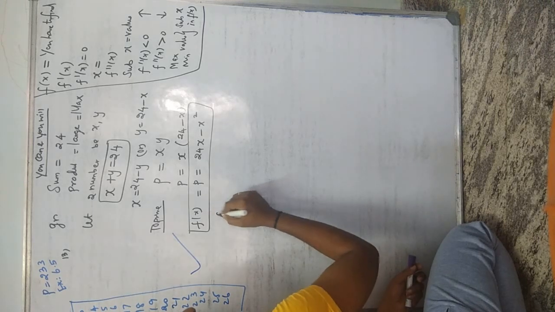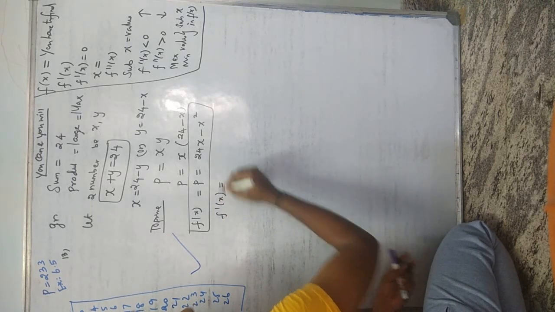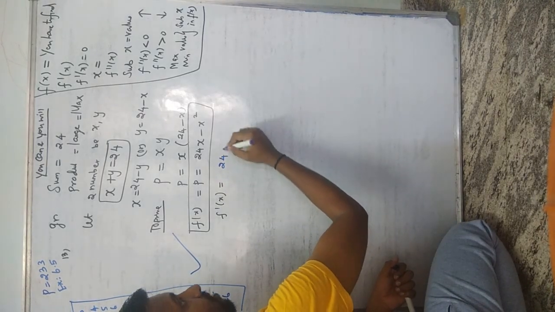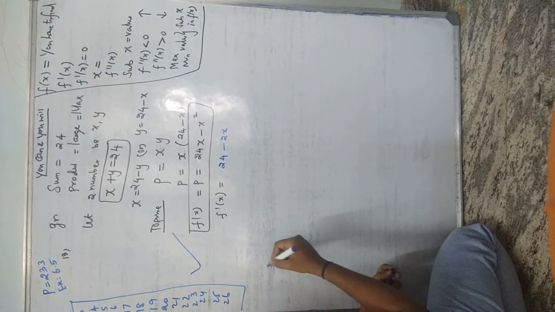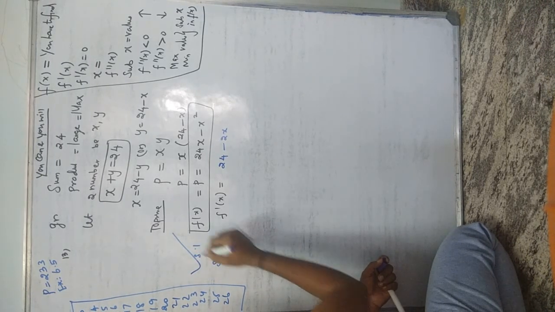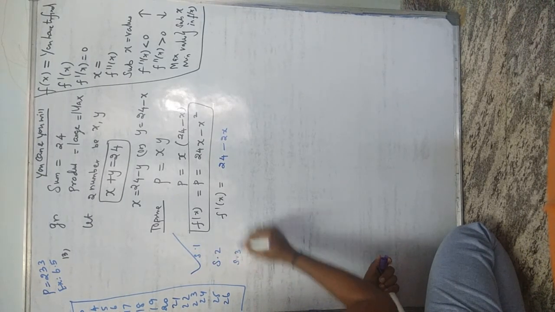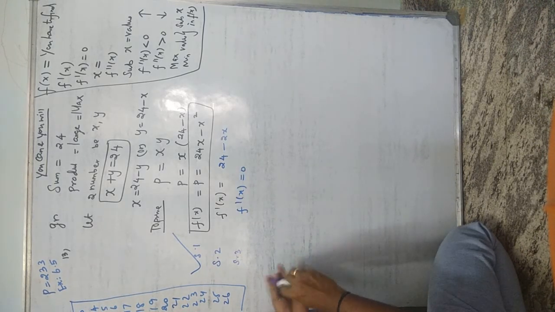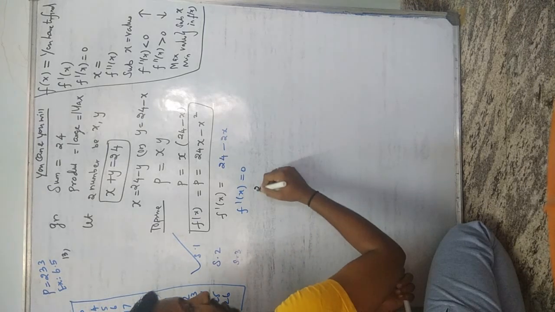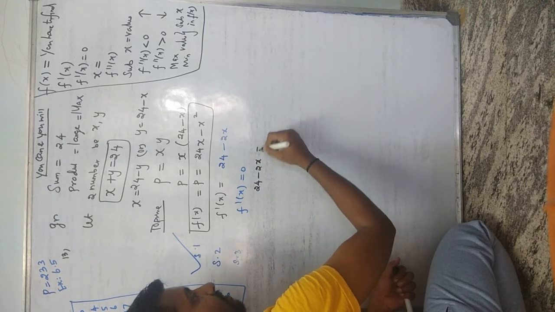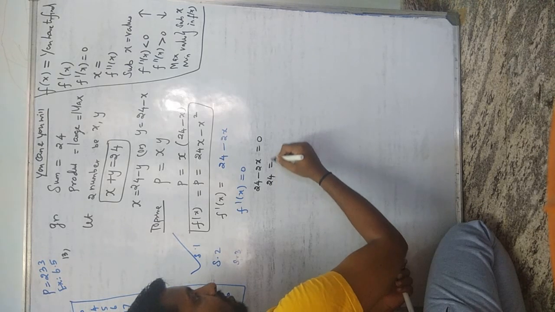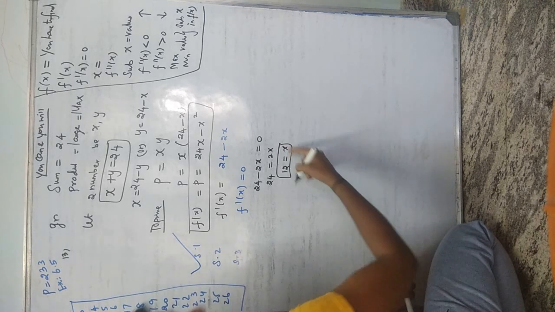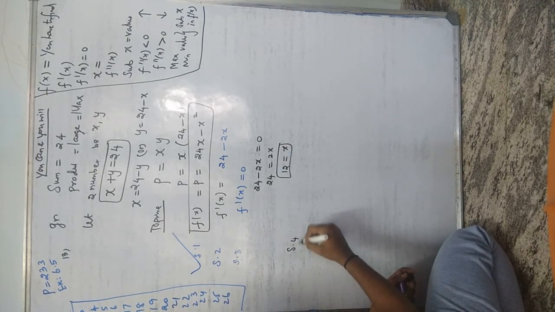After this, what did I tell you to do? f dash of x is equal to, differentiate one time, what comes? This is 24 minus 2x. That is step number 1, this is step number 2. Now step number 3: put f dash of x equal to 0. So 24 minus 2x equal to 0. So 24 equal to 2x. Then x equal to 12. Critical points.